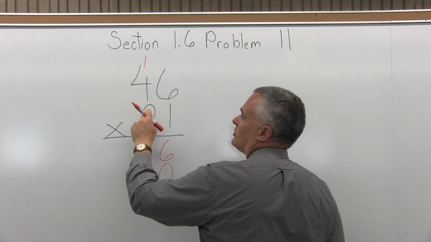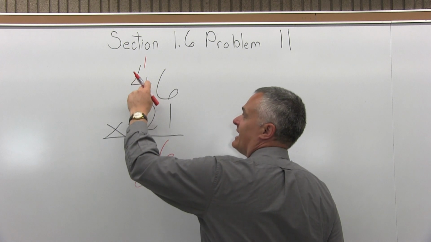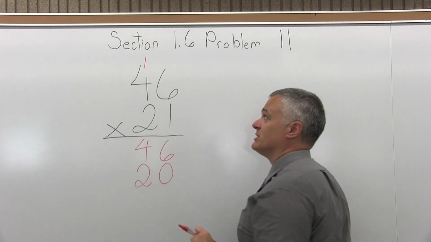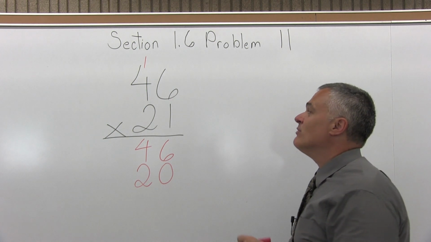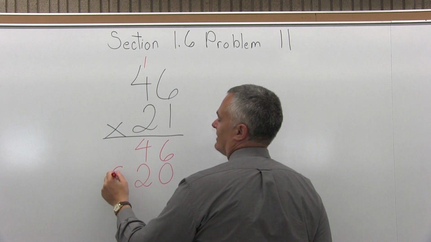So now when you multiply 2 times 4, we have 8, and then you have to add the previous digit that was carried, which was a 1. 8 plus 1 is 9.